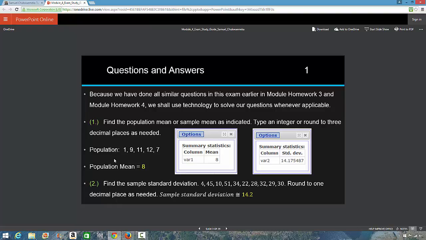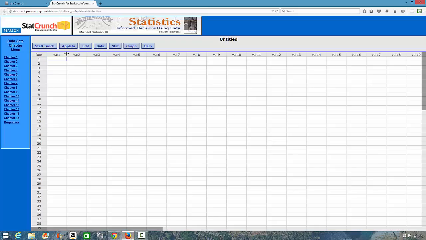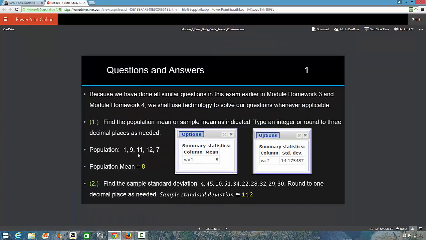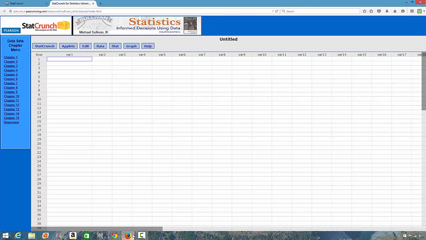Question 1, find the population mean or sample mean as indicated. So I have my StatCrunch open, so I'm just going to put in the data right away. We did this by hand in our Module 3 homework study guide. So let's just go ahead and do it by technology. So I have 1, 9, 11, 12, 7.